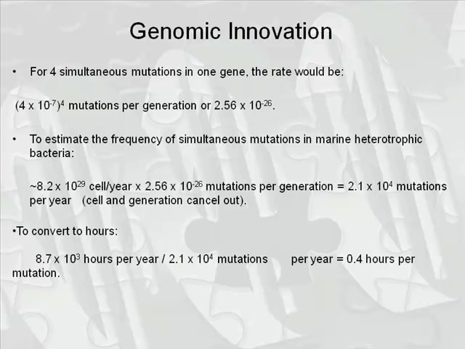And if we wanted to convert that to hours per mutation, we can come up with something on the order of 0.4 hours per mutation. So what I'm trying to say is rare things can happen frequently in this microbial matrix. And that leads to a substrate for natural selection at levels that we can't really appreciate given our own generational span.